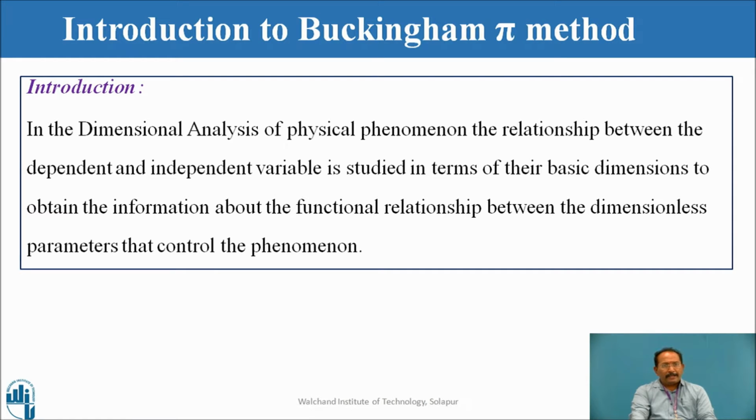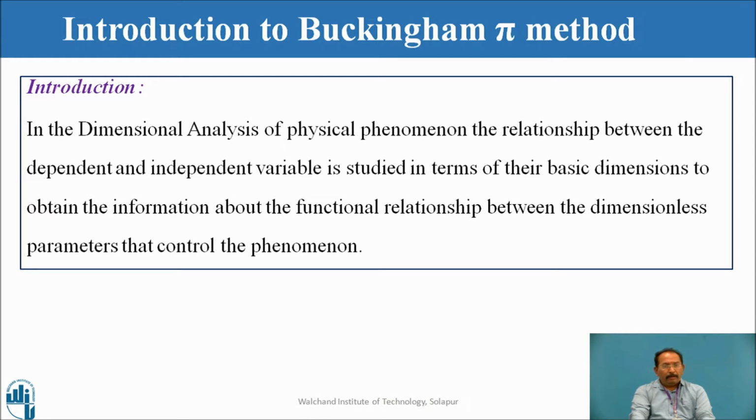In the dimensional analysis of physical phenomenon, the relationship between the dependent and independent variables is studied in terms of their basic dimensions to obtain the information about the functional relationship between dimensionless parameters that control the phenomenon. This is the introduction of this dimensional analysis. There are two methods, one is Rayleigh's method and second is Buckingham Pi method. But before that, we must know what a dimension is.